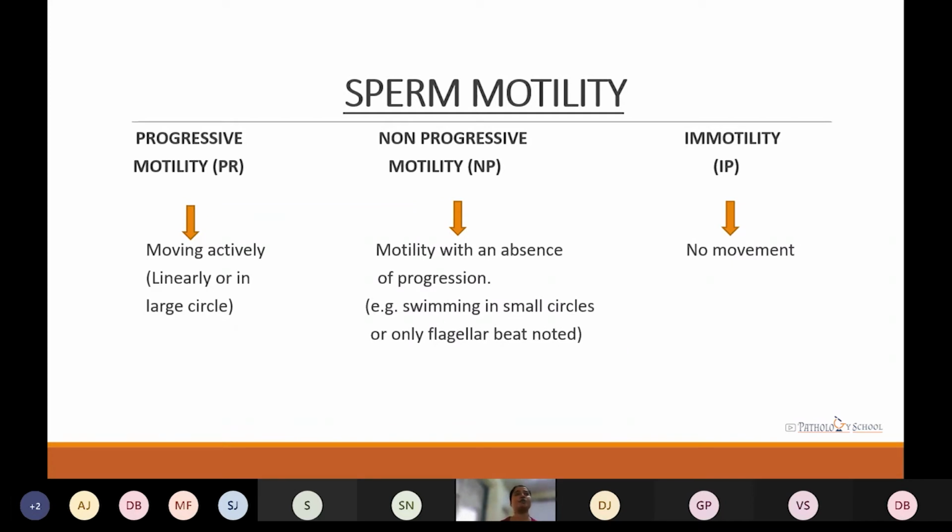Then we have the non-progressive motility. What do we mean by that? Non-progressive, as the name suggests, is not progressive, but motile. So it's not changing its position as such from one place to another. It will be seen moving in its own area, either by flagellar movements, or it can be seen moving in small circles. And then lastly, immotility, which is no movement at all.